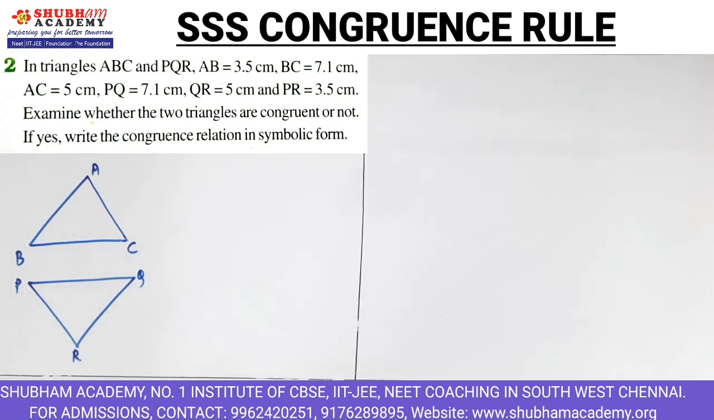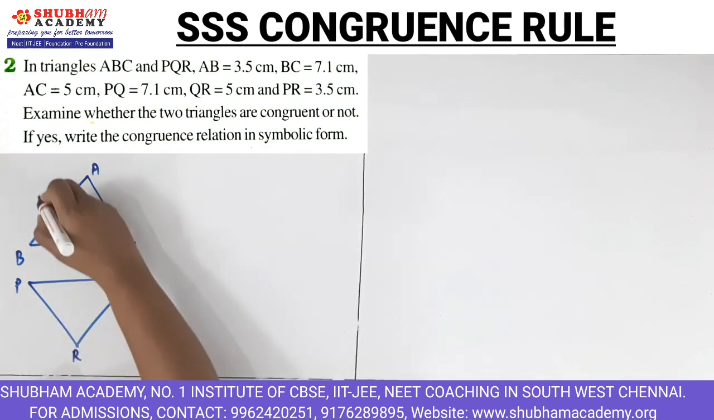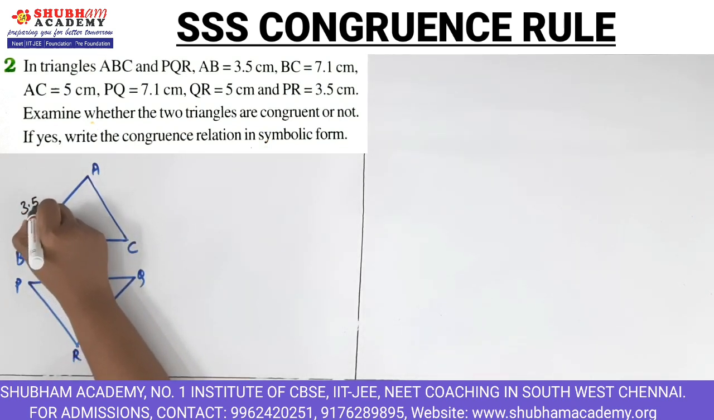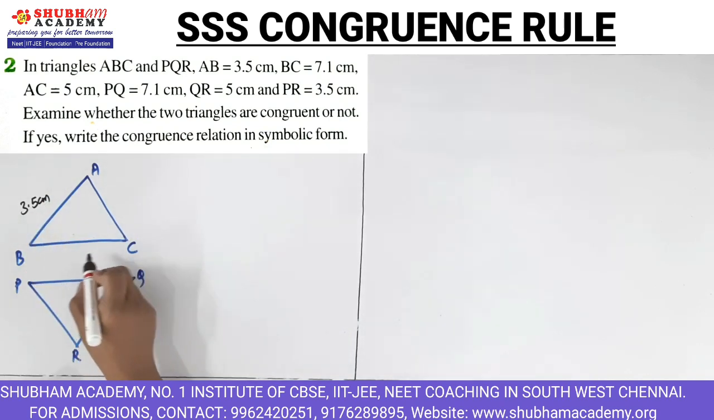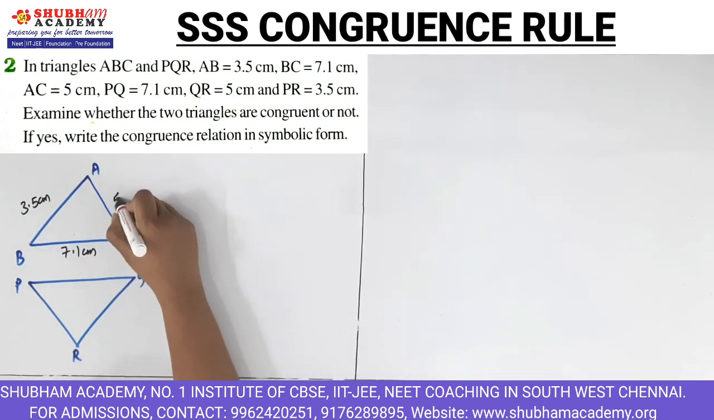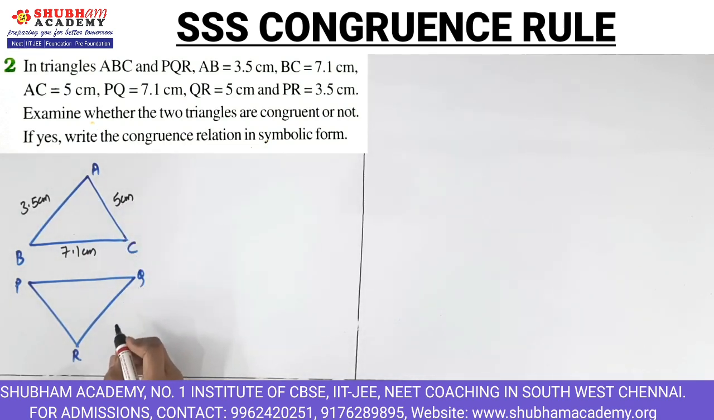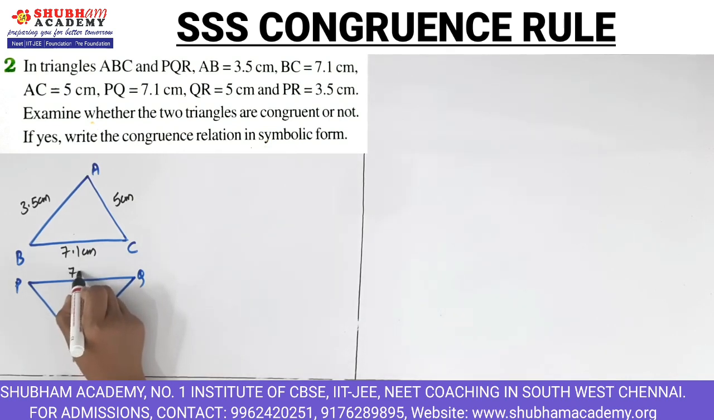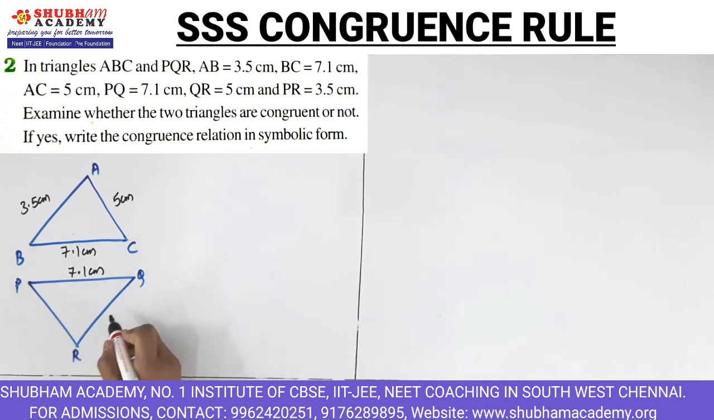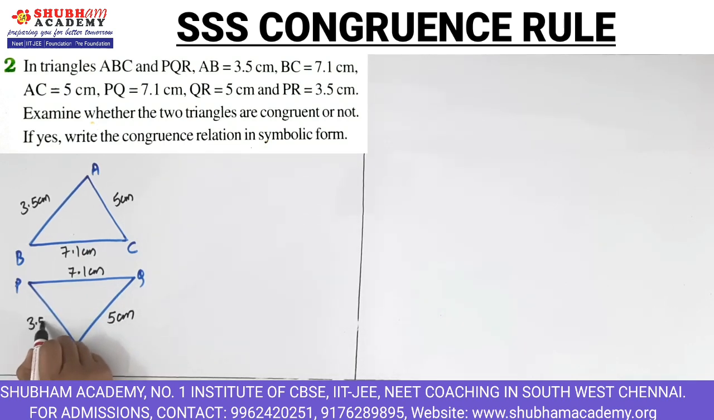And they have given that AB is 3.5 centimeter, BC 7.1 centimeter, AC 5 centimeter. And in triangle PQR, PQ is 7.1 centimeter, QR is 5 centimeter and PR is 3.5 centimeter. So they are asking us to examine whether the two triangles are congruent or not. If yes, write the congruence relation in symbolic form.